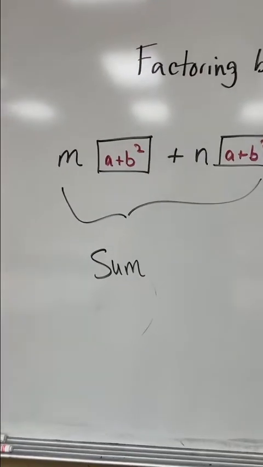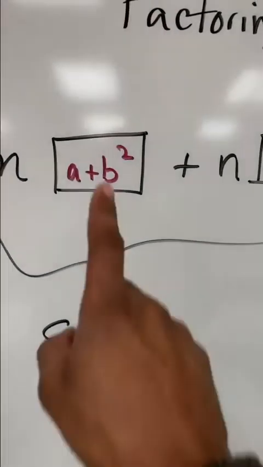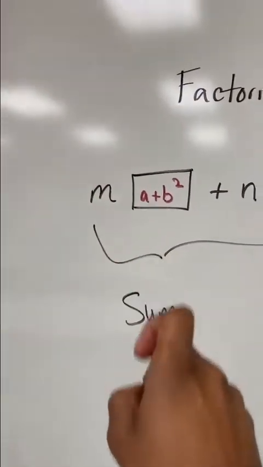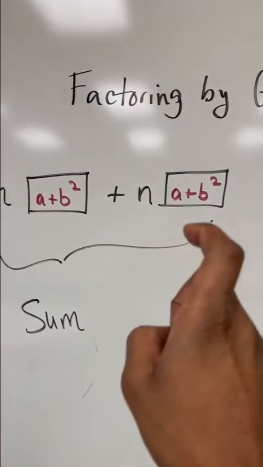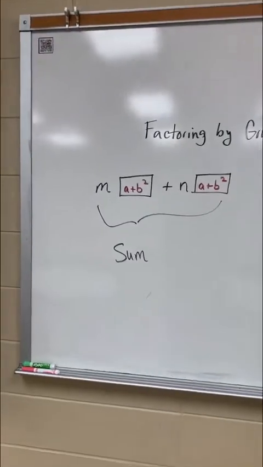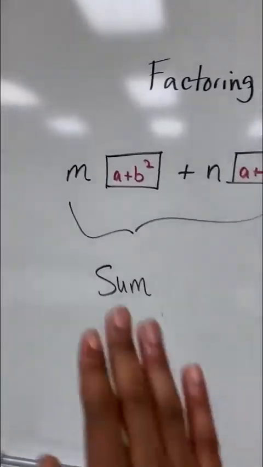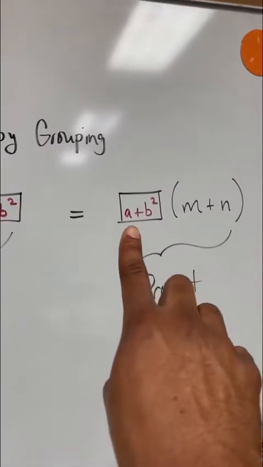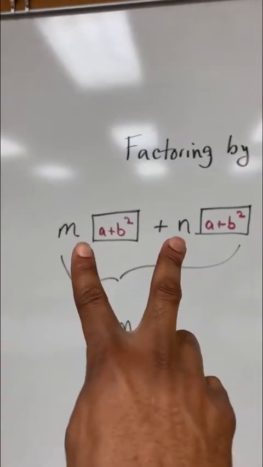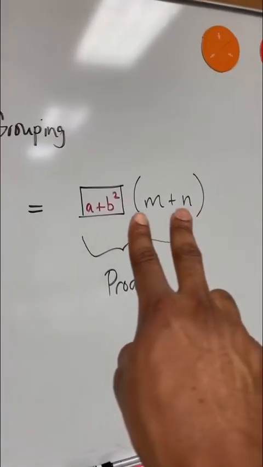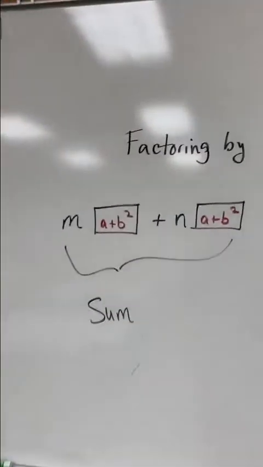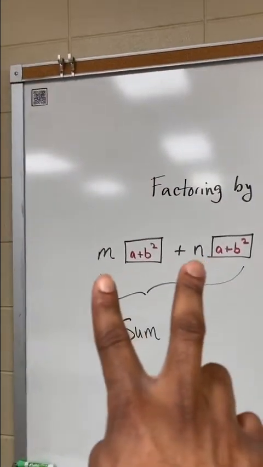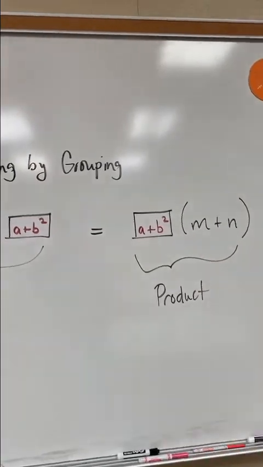So let's work under the assumption that this box has a value of a plus b squared. So that's what's in the box now. So I have M times a plus b squared plus N times a plus b squared. If I'm following this logic, the only thing that happens is what I have in that box gets written one time. And then what's sitting outside of the boxes gets grouped together right there. Everybody see that? That comes into one box, and those come into one set of parentheses.